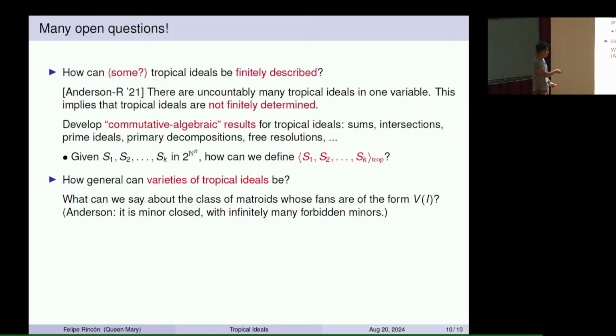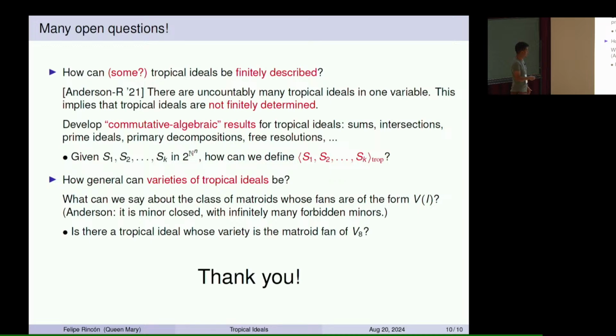It's minor closed. This is a result of Nick Anderson. It's minor closed. It has infinitely many forbidden minors, but we don't know much more than that. So I don't know if it should be closer to the realizable ones or closer to all matroids. So for instance, I don't know if the Vamos matroid is there. And I'll stop with that.